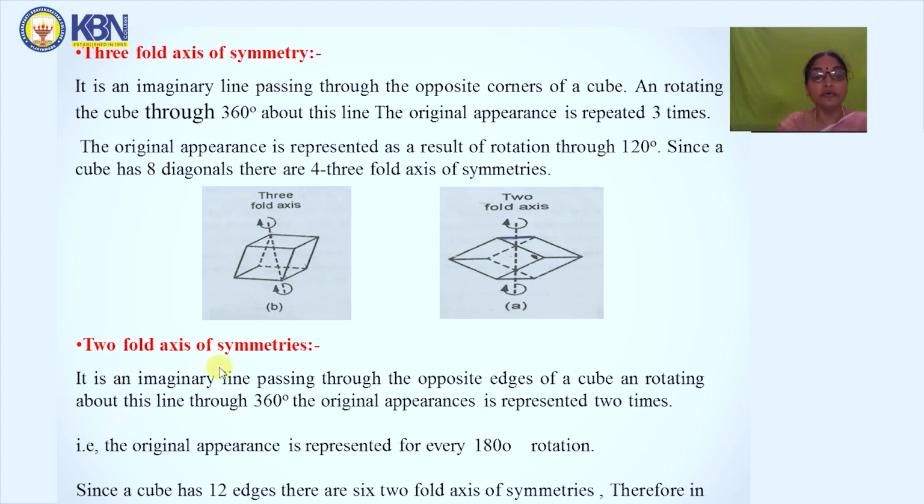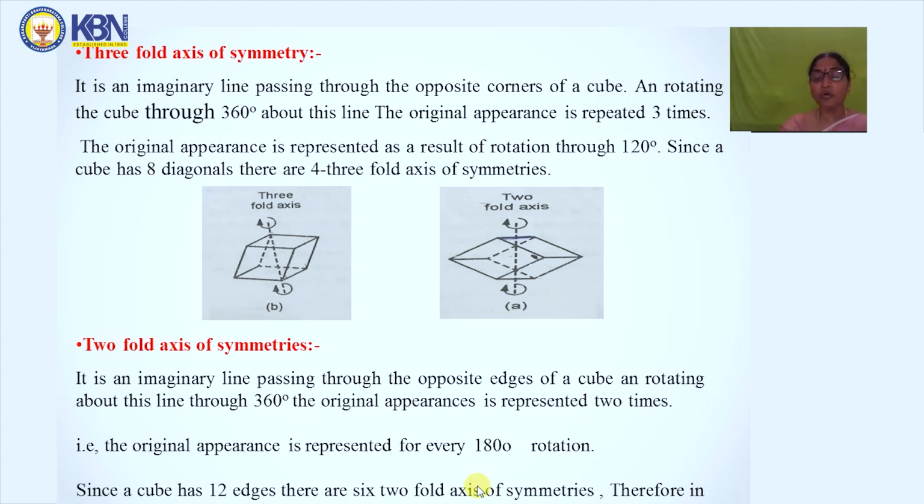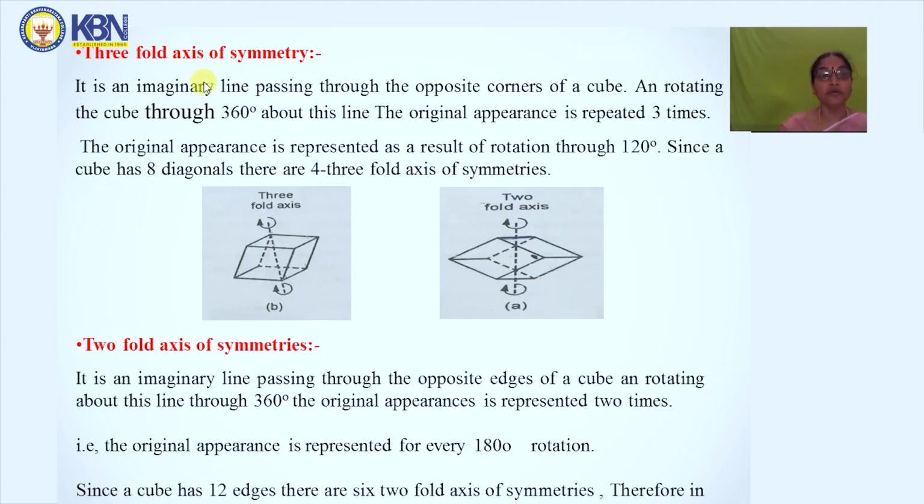Next one is the 2-fold axis of symmetry. It is an imaginary line passing through the opposite edges of a cube. On rotating about this line through 360 degrees, the original appearance is repeated 2 times, that is, for every 180 degrees of rotation. Since a cube has 12 edges, there are 6 two-fold axes of symmetry. So totally a cube has 3 four-fold axes, 4 three-fold axes and 6 two-fold axes, so 13 axes of symmetry are present for a cube.